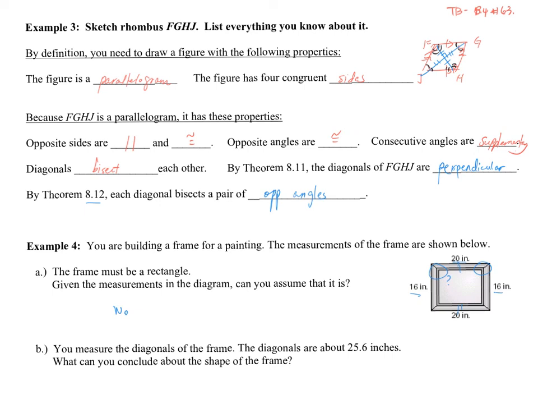Part B. You measure the diagonals of a frame. The diagonals are about 25.6 inches. What can you conclude about the shape of the frame? By theorem 8.13, the diagonals are congruent. And when the diagonals are congruent on the frame, then we can conclude that this frame is a rectangle by theorem 8.13. Diagonals are congruent.